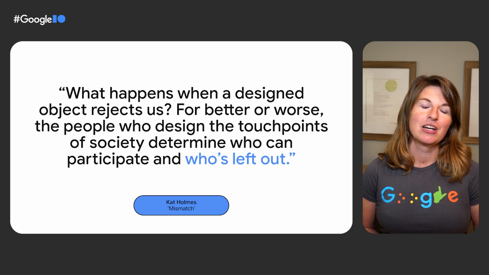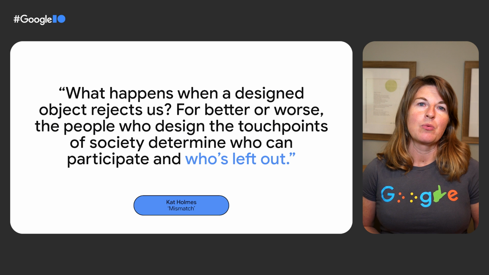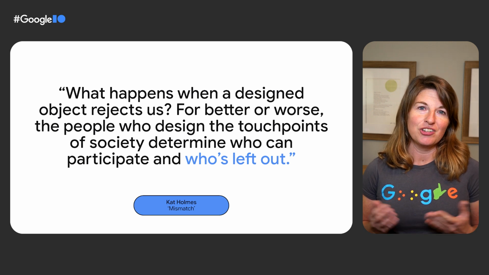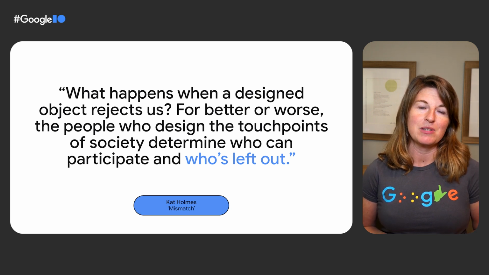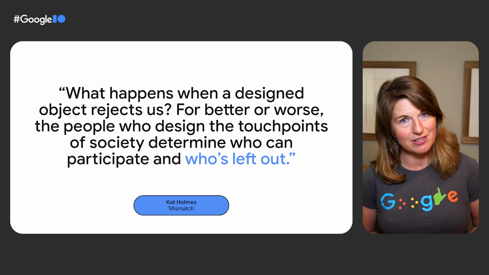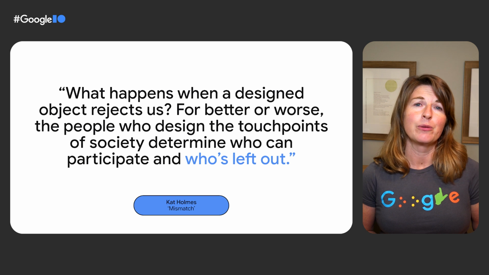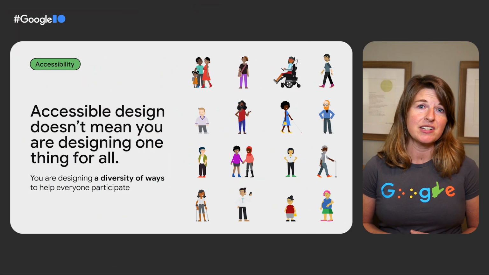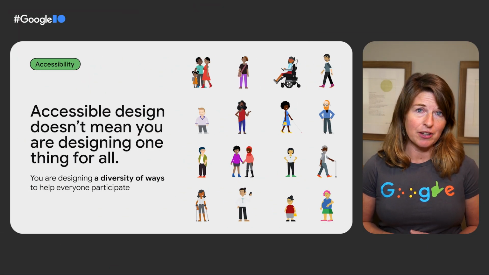So here we have a quite beautiful quote from Kat Holmes. She says, "What happens when a designed object rejects us? For better or worse, the people who design the touch points of society determine who can participate and who's left out." And this is why we're here, right? Both to design better from the start and to make sure those user experience decisions are passed on to our engineering partners.